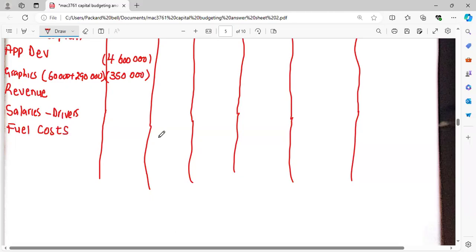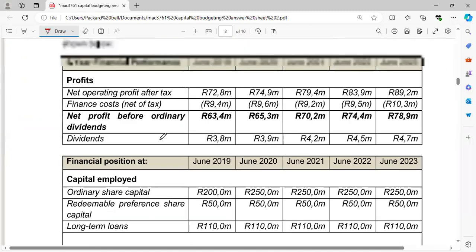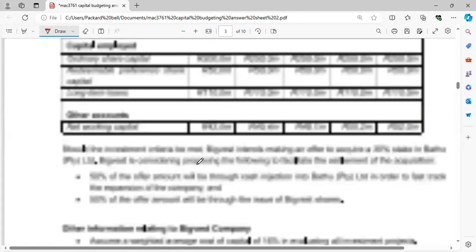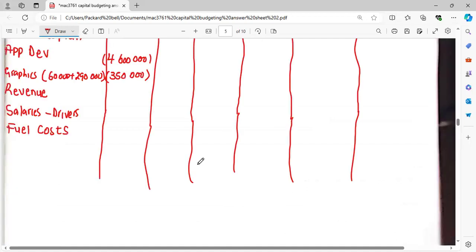Right, then let's identify any other factor that needs to be taken into the capital budgeting calculations. So the next thing that we have, so they say other operating cost, insurance, repairs and maintenance, road traffic, additional personnel are estimated to be 20% of gross revenue. So here we are going to have other operating cost.